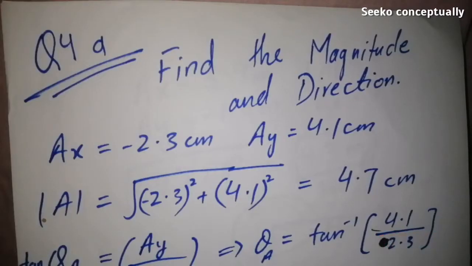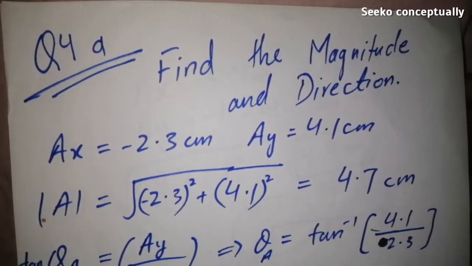So in this question we are given the x component and the y components of the vectors, and we are required to find the magnitude and the direction of the vectors. In this part A, the x component is minus 2.3 centimeters and the y component is 4.1 centimeters.